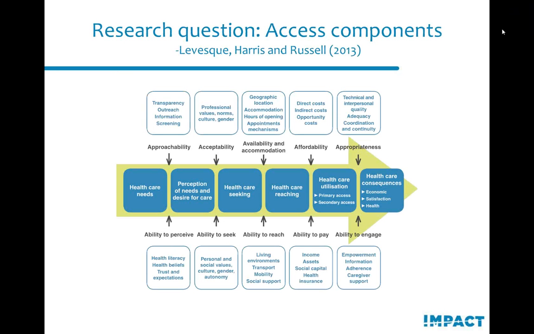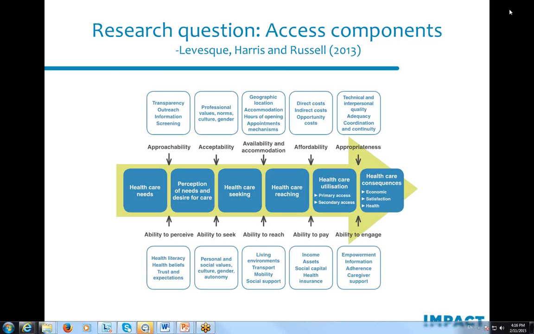So this is just referring to the access model, which is from the paper by John Fred and myself and Grant a few years ago, and which identifies a kind of pathway, if you like, for patients and community members accessing healthcare services, starting from identification of their needs and a desire to care through to using care and some of the consequences of using or not using care. In the top row of boxes, we've got the elements of access from a service provider point of view: how approachable the service is, how acceptable it is, the extent to which it's available and accommodates the population's needs, its affordability and appropriateness, and there are some examples of that.